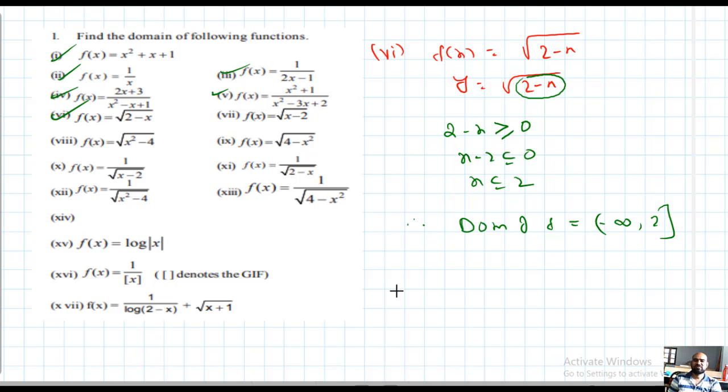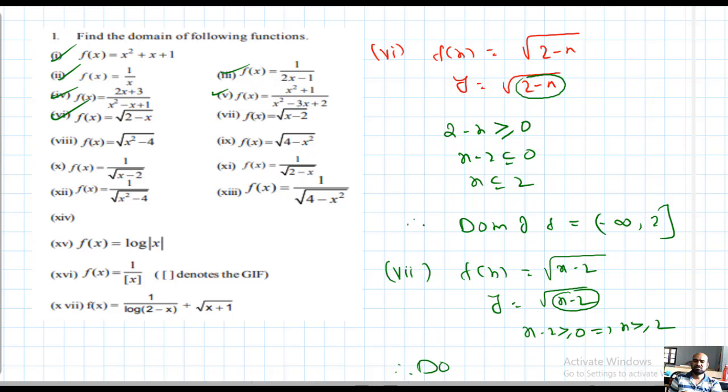Now, the seventh problem. y equal to root over x minus 2. Now I want to identify for what values of x, y is a real number. So this should be greater than or equal to 0. x minus 2 greater than or equal to 0 implies x is greater than or equal to 2. Therefore, domain equal to closed 2 to infinity. All real numbers from 2 to infinity will satisfy.